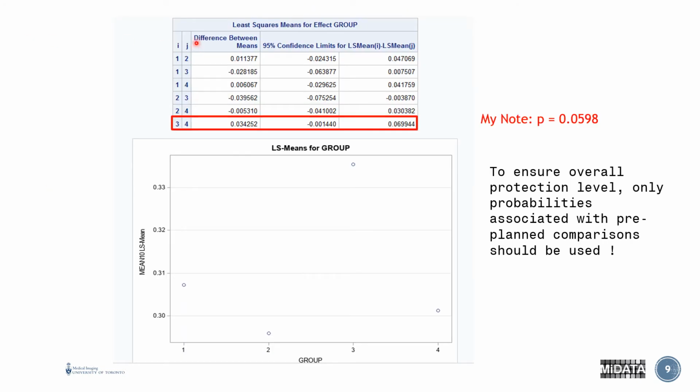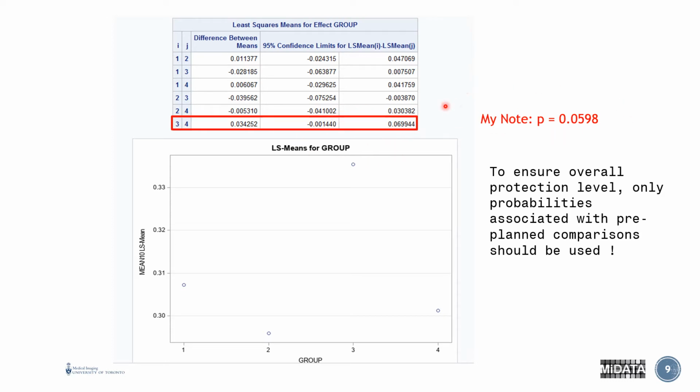Okay, so the second part of the least square means output, you can see here that the difference between the means 3 and 4 is 0.034252, which we just did in the previous slide. This is the confidence limits of the difference.